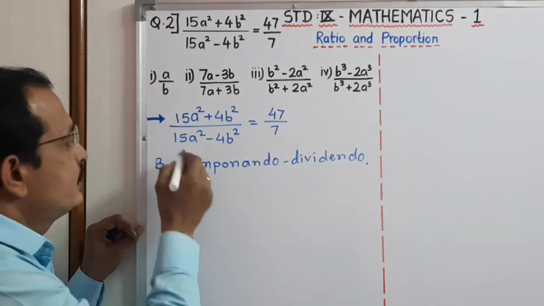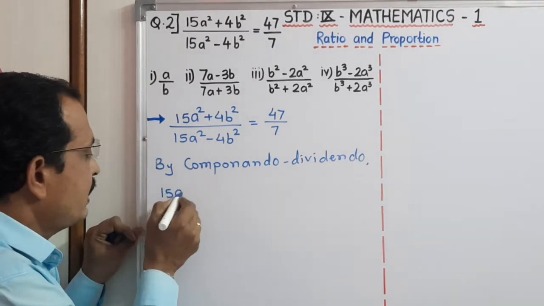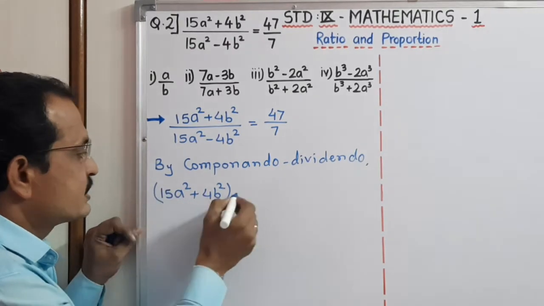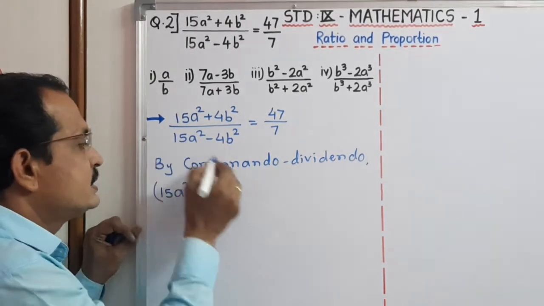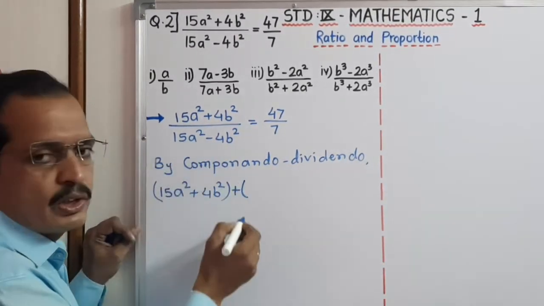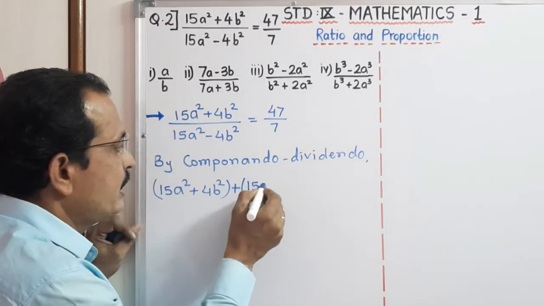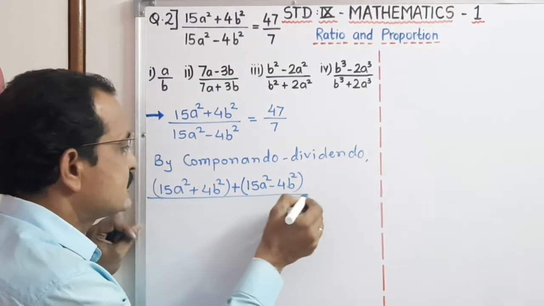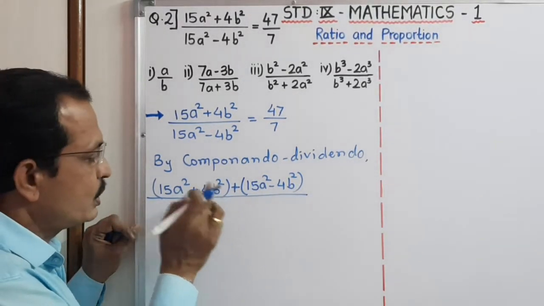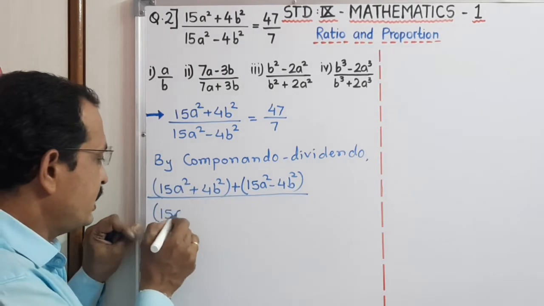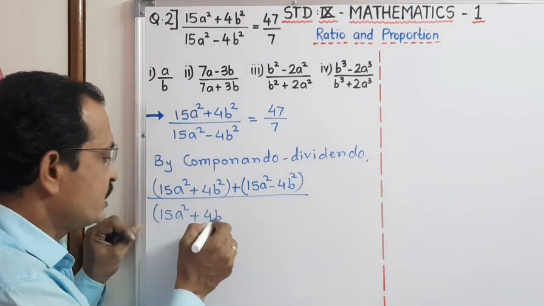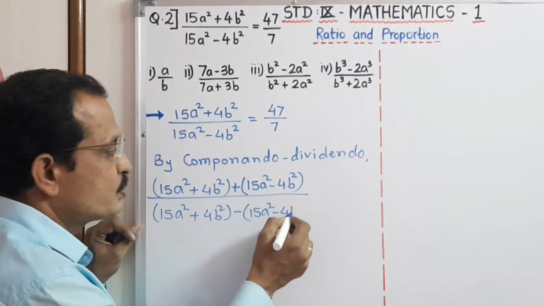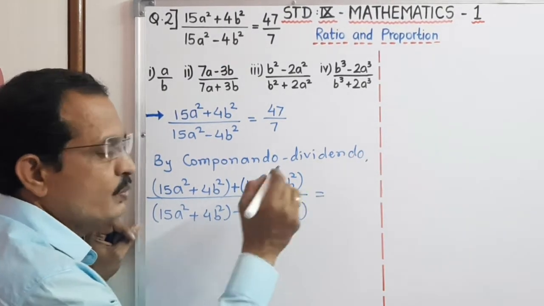Now, how to apply? See here, we write 15a² + 4b² as it is. In this, we add 15a² − 4b². Therefore, we write 15a² + 4b² + 15a² − 4b² upon the same, we change only the sign here: 15a² + 4b² − (15a² − 4b²) is equal to.